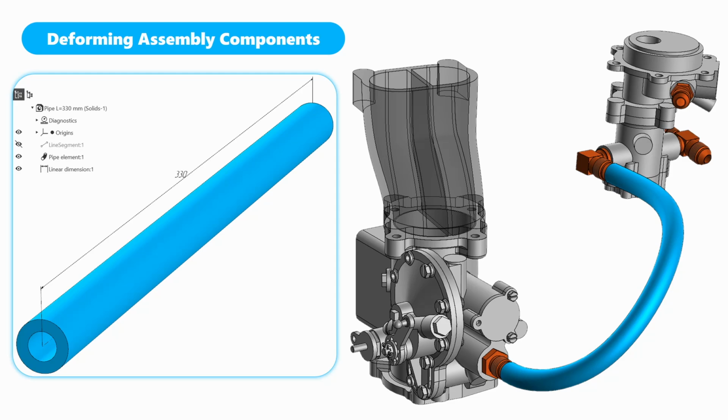We've added the possibility to modify a component's shape in the assembly without any changes to the source component file. All modification parameters are saved in the assembly file.